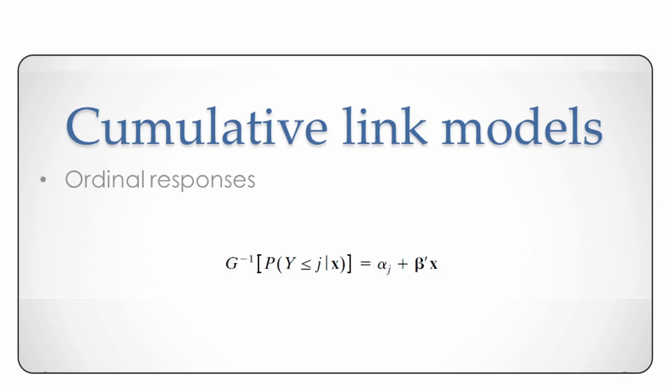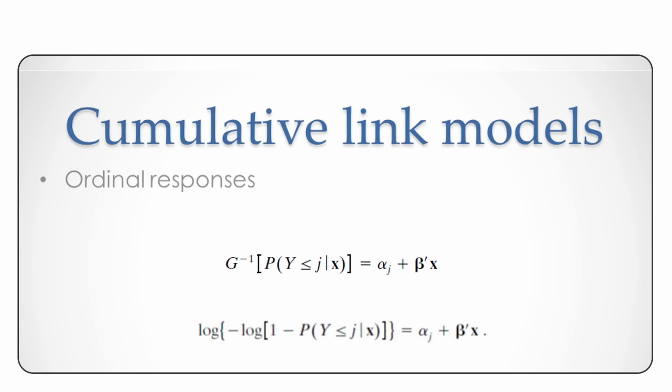There are some alternative cumulative link models. Note that our specification is G inverse of probability y less than or equal to j given x is equal to alpha j plus beta prime x, where g can be any monotonic function lying between 0 and 1. So the cumulative log-log link specifies that log of minus log of 1 minus probability y less than or equal to j given x is equal to alpha j plus beta prime x.